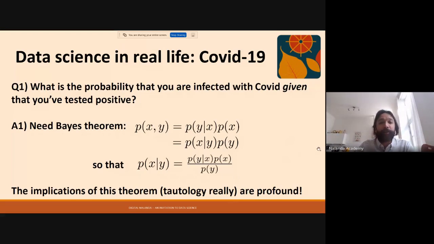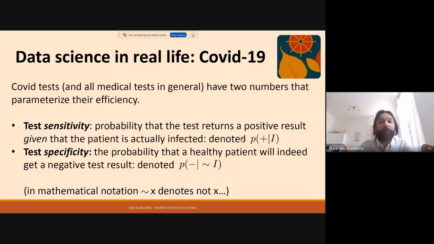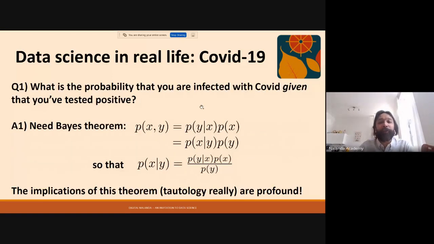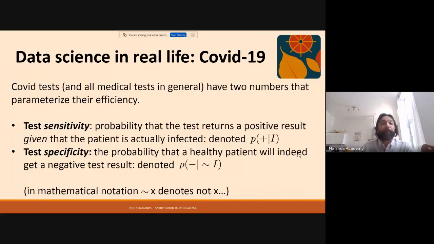Okay, so the question is, what is the probability that you're infected with COVID? Let's say that's the probability that you're infected with COVID, given that you've tested positive. Okay, that's what we're trying to figure out. So before we get into that, we realize that all medical tests actually have two numbers that determine their effectiveness. So it parameterizes their efficiency.